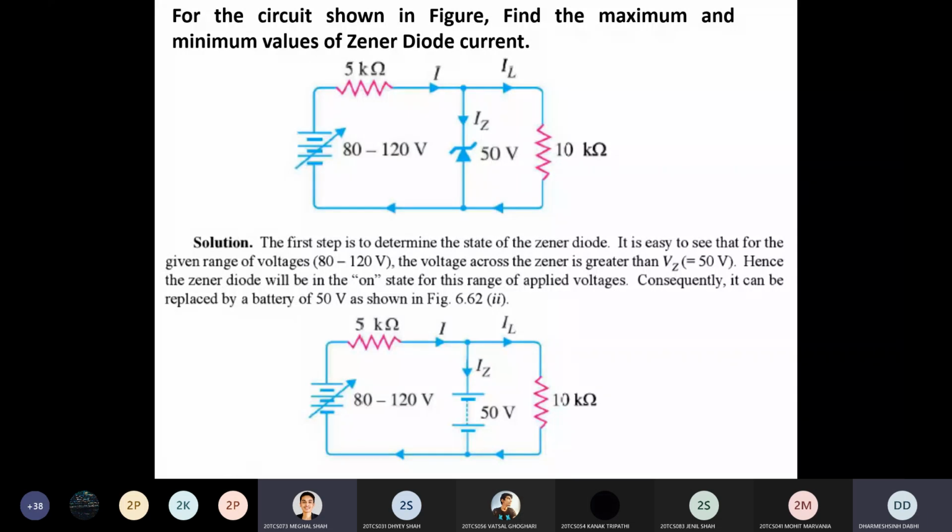Yes, very good. When your supply voltage is maximum, your Zener current is maximum. Clear? Because the load current remains constant, since the load voltage remains constant, equal to the Zener voltage. The only change is in IZ. So IZ is maximum when your supply voltage is maximum, which means V is equal to 120. So in that case, how much maximum current is flowing into this Zener diode?